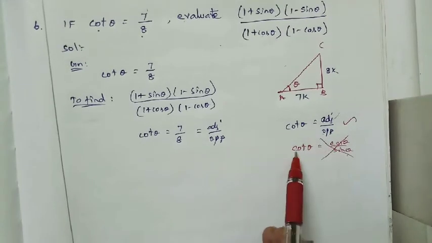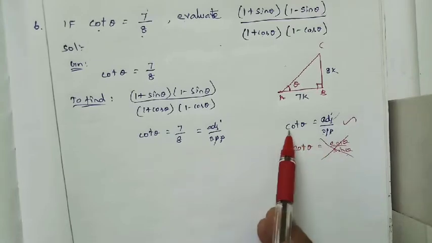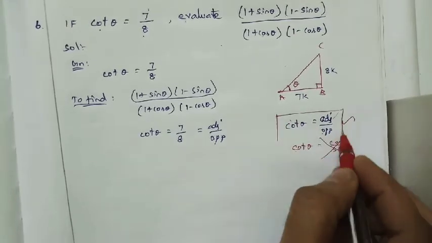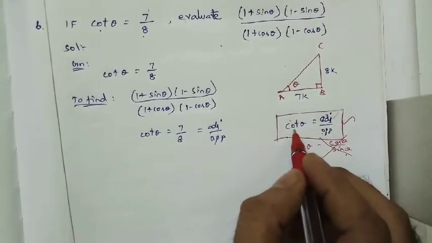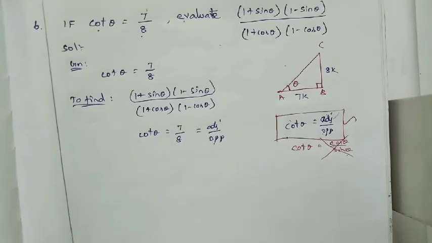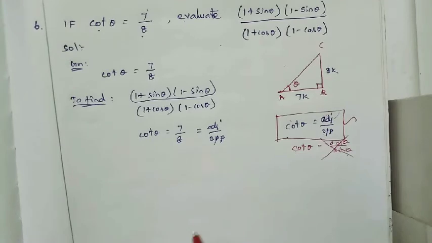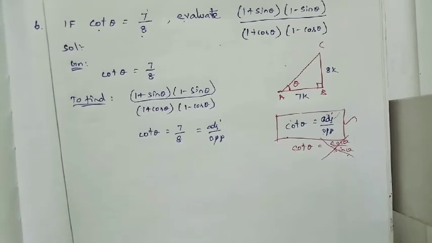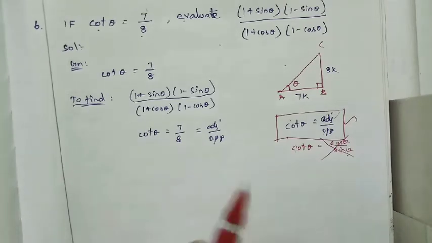We can't take cot theta as cos by sin. Always we want to go with adjacent side divided by opposite side. Not only for cot theta, for tan theta also. We know the formula tan theta is equal to sin theta divided by cos theta, but don't go with sin by cos. Tan theta is equal to opposite side divided by adjacent side. That format alone we have to use.